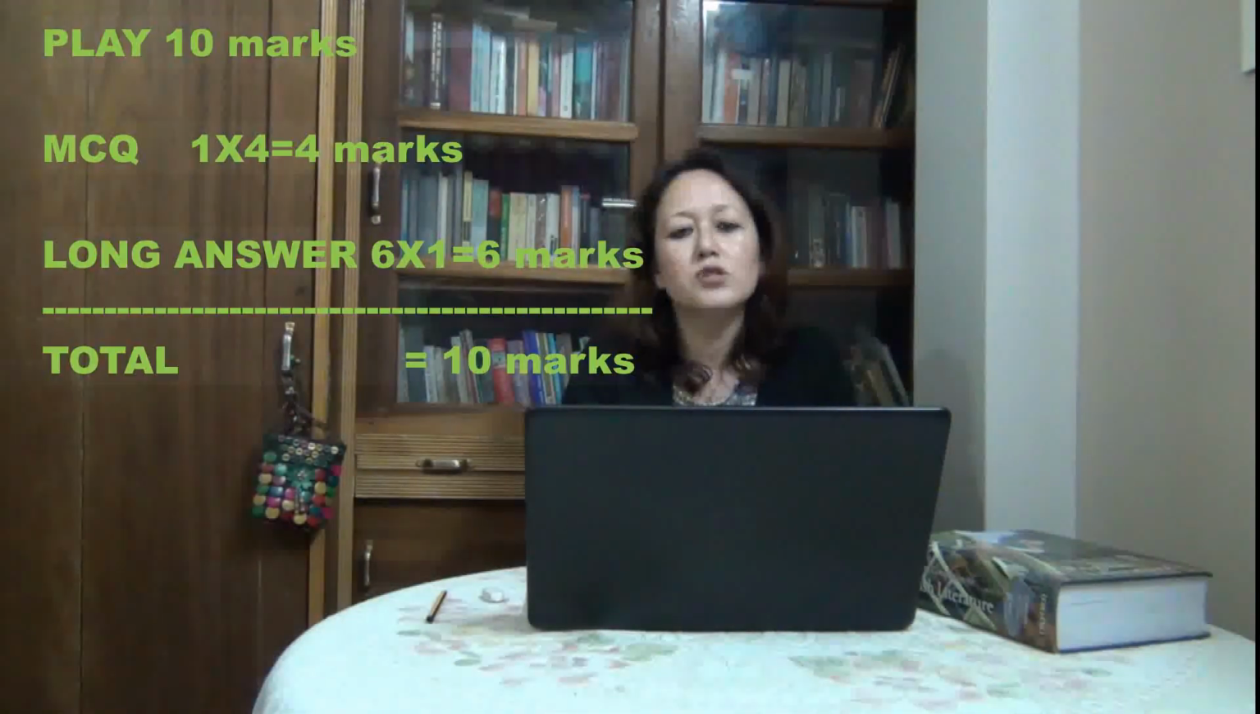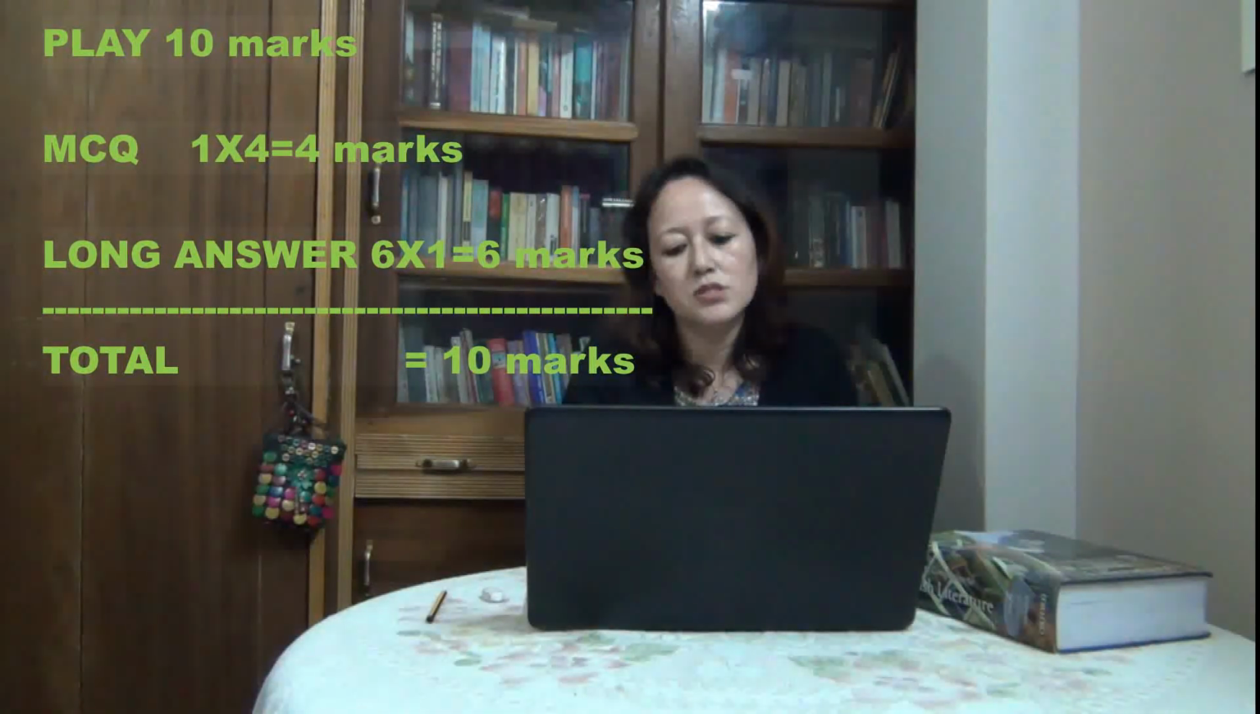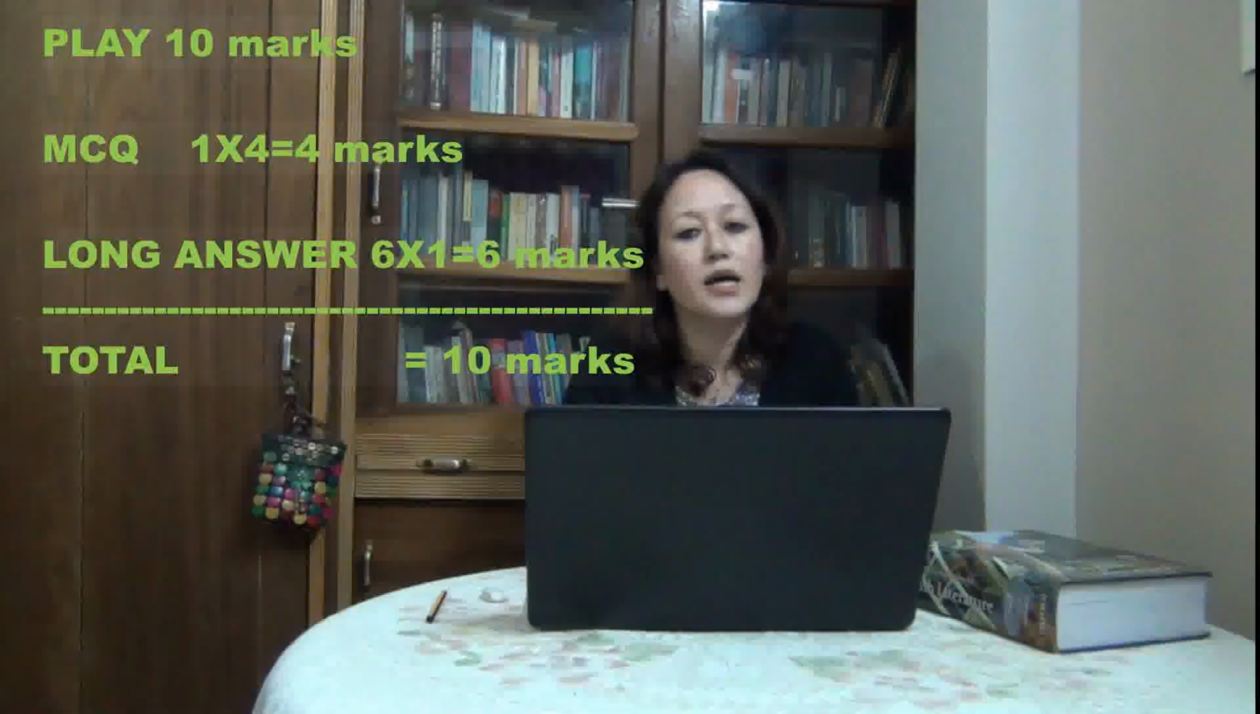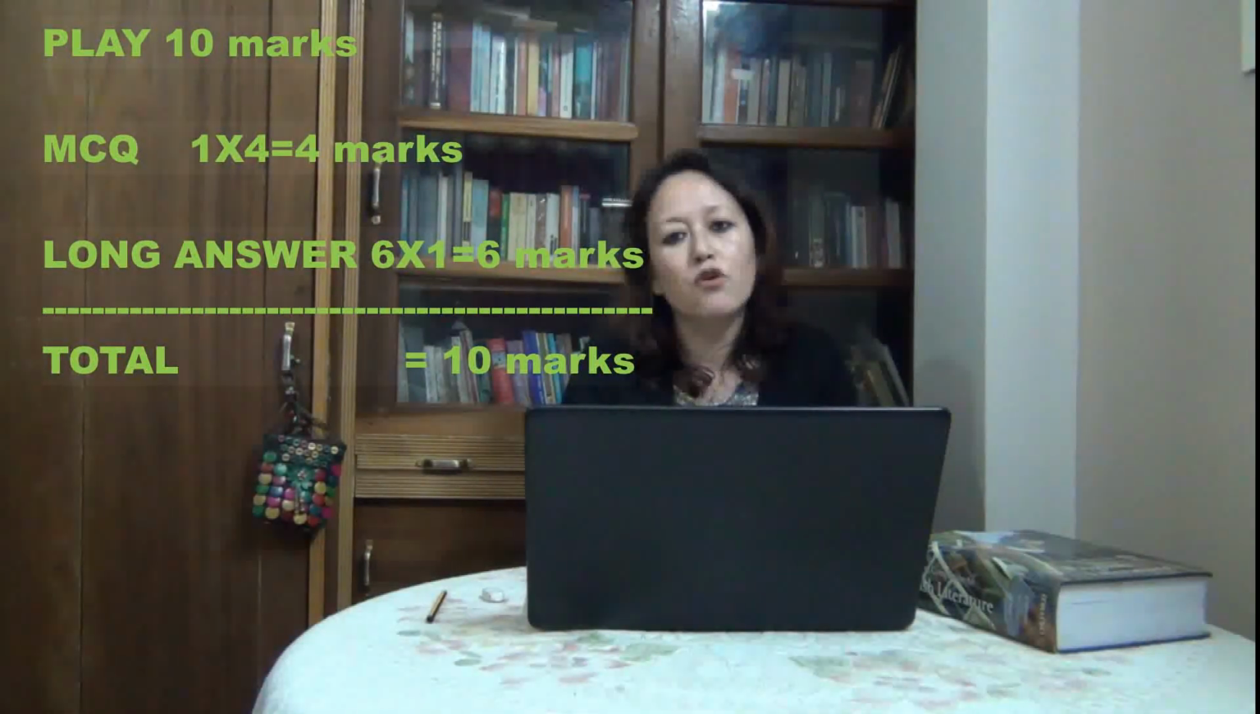So 20 of prose and 20 of poetry. Then we move on to the play section. In your play section, you have 4 short answer type questions, and it's compulsory, and only 1 long answer. The long answer is only 1, that is of 6 marks. So 4 plus 6 makes 10. So your play carries 10 marks.